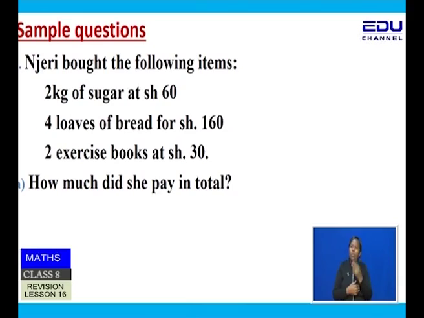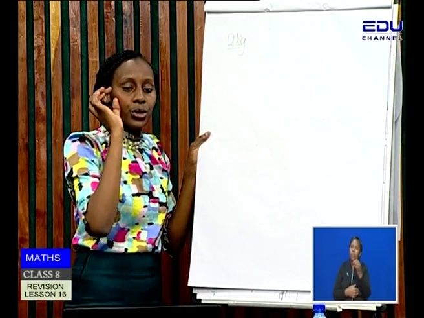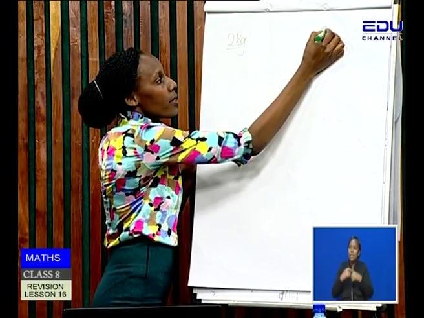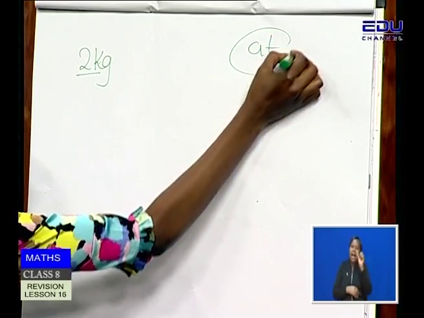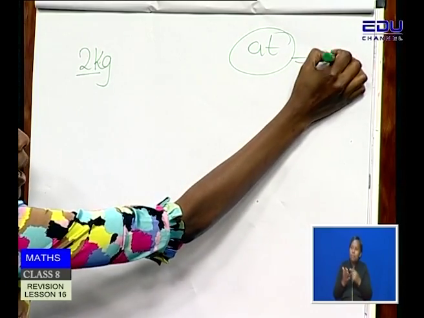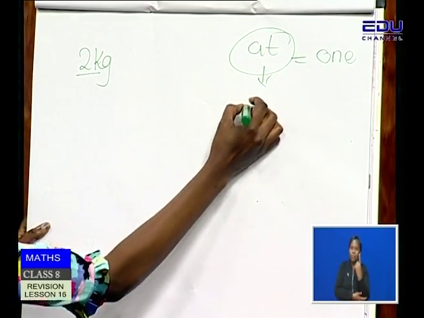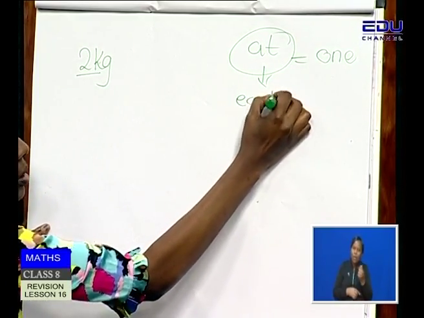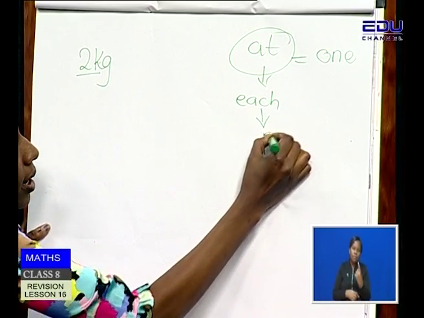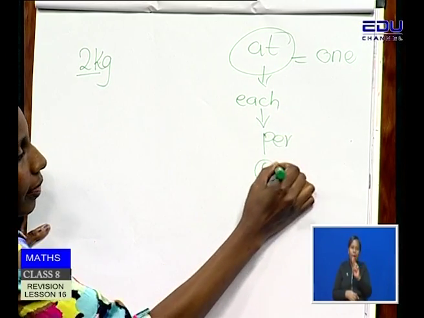So we have to ask ourselves, how much did this person spend in the first place? And that is what the question is asking us. 2 kilograms of sugar, and whenever you see the word at, it means 1. You can also come across the word each, per, or the @ sign.